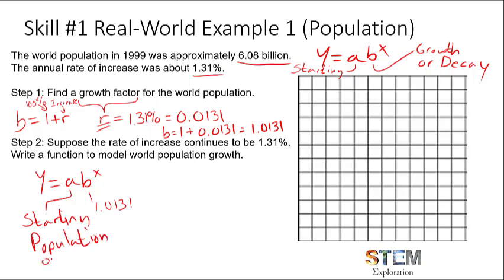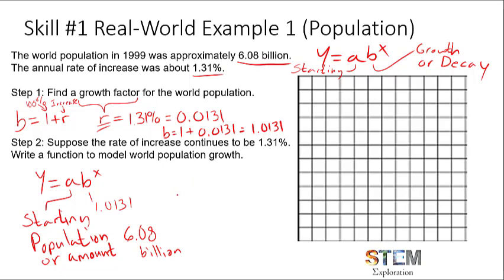And I'll just say amount here, because if you have a substance and you are watching it grow or decay over time, that's another way that you can look at it. So the starting amount in this given situation is simply 6.08 billion.